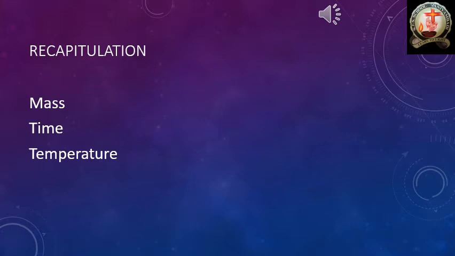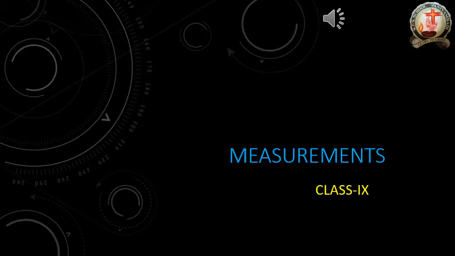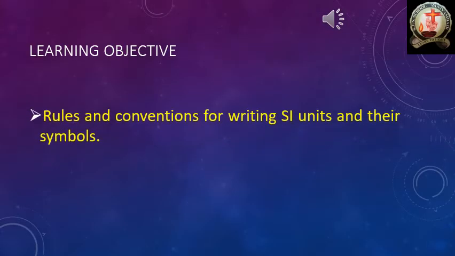So about these three concepts, we learned already in the previous class. Now we should discuss today's class. We already know our chapter name, that is measurements. Already we learned a few topics in this lesson. Today we are going to learn a few more topics in this chapter. Today our learning objective is rules and conventions for writing SI units and their symbols.